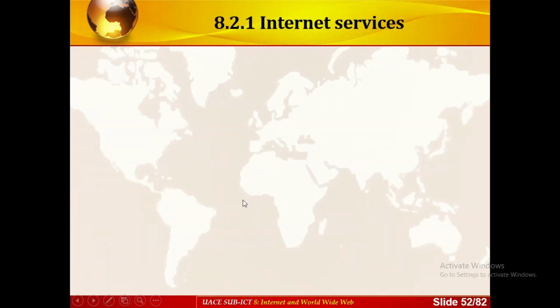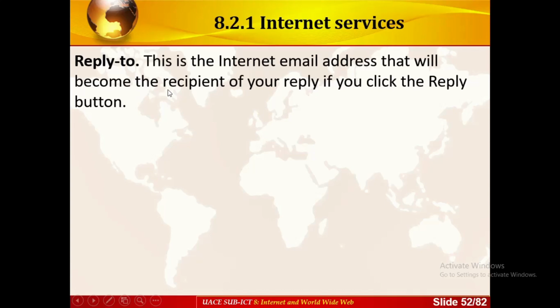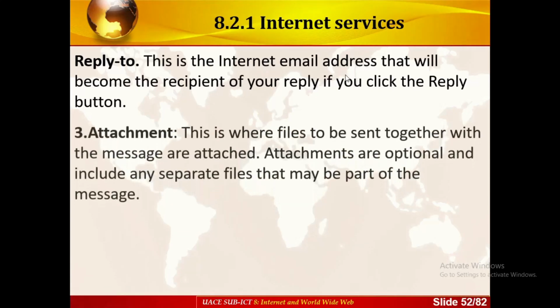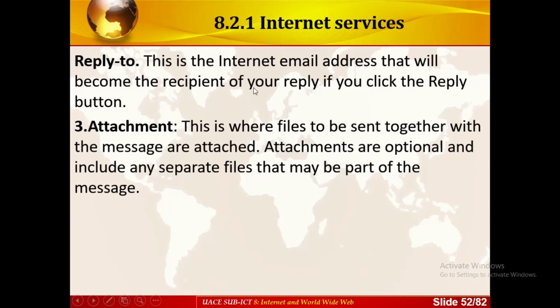Then after that, we can also look at what we call reply to. It is the Internet email address that will become the recipient of your reply if you click the reply button. So whenever you want to reply to any email, that provision for reply to will always be there. An attachment is where files will be sent together with the message. So after typing, you always need to attach some information or files so that they accompany the message that you have sent. Option and include any specifier that may be part of the message.